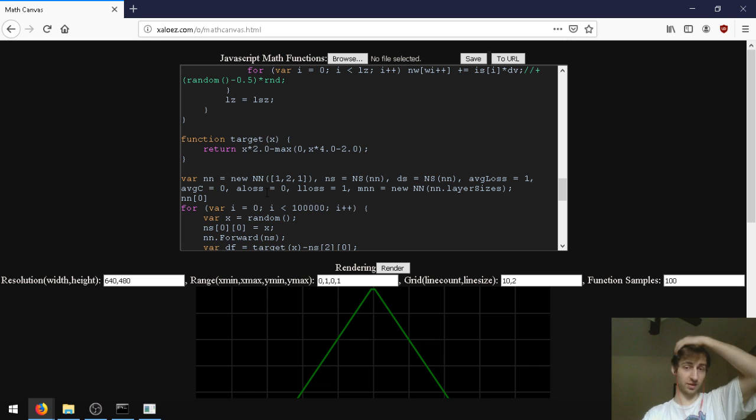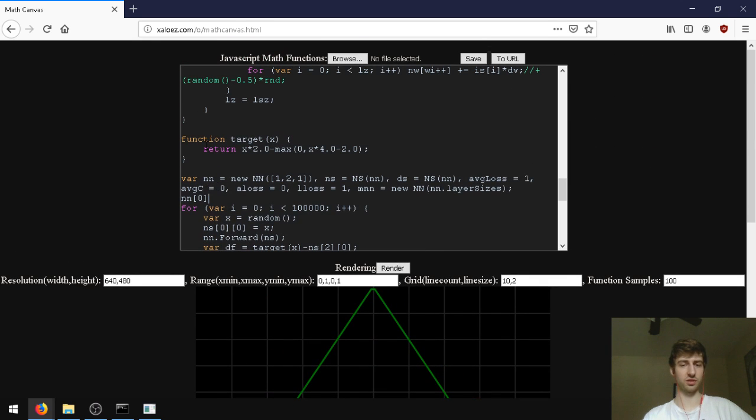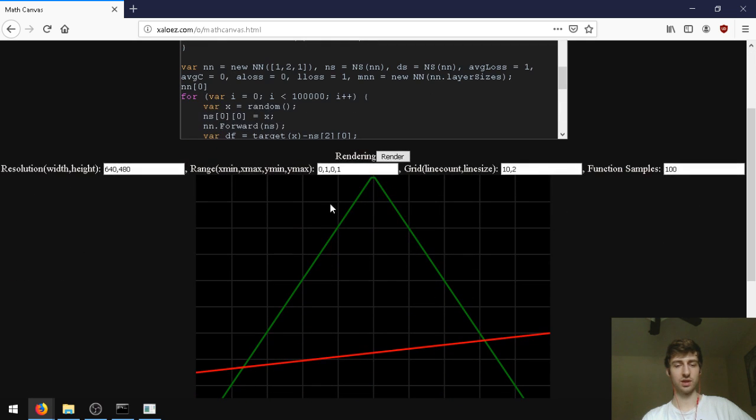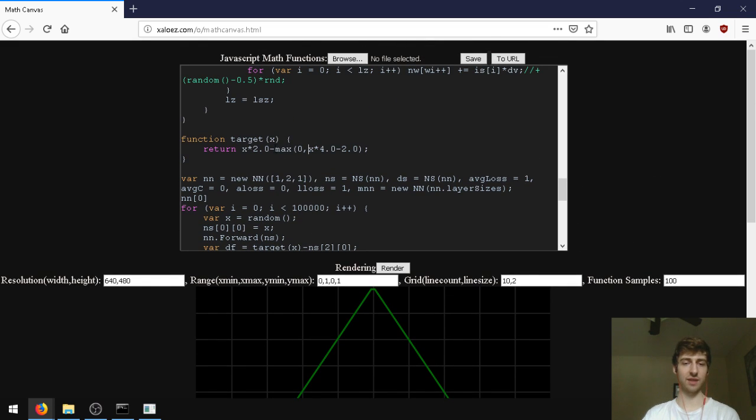So here's the other part to explain. Our green function here that we're trying to approximate with the neural network is just a triangle wave. x times 2, where x is the input, minus max 0, x times 4 minus 2. So basically, x times 2 goes up to 1 at the halfway point. Then, once it's at the halfway point, this max 0, x times 4 minus 2 starts going up, which we subtract, so that's what sends the line back down.